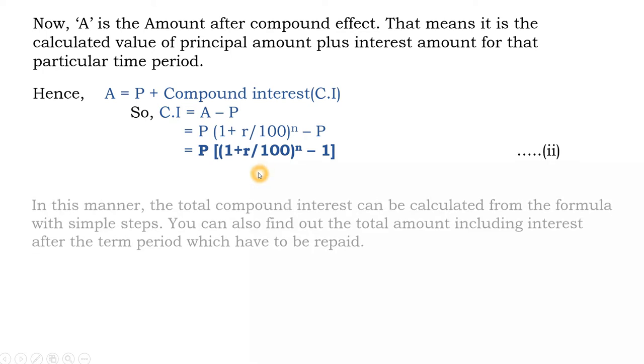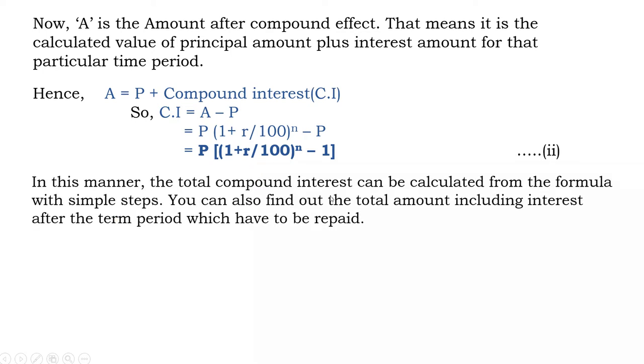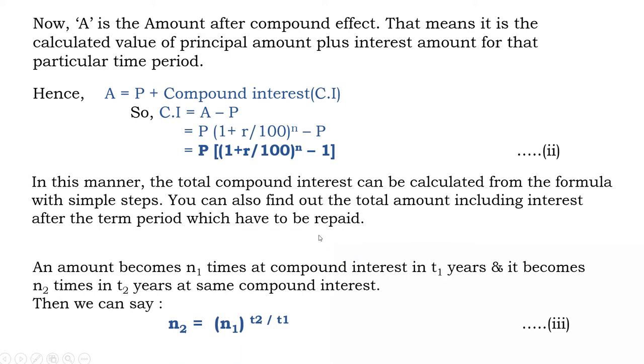In this manner, the total compound interest can be calculated from the formula with simple steps. You can also find out the total amount including interest after the term period which has to be repaid. So you can see here A is the total amount after compound effect, and CI is only the compound interest amount. So using equation 1 in the previous page and equation 2 in this page, you can easily calculate the compound interest.